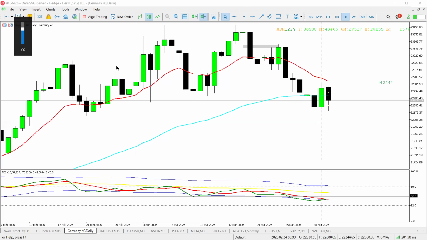Hope we're all good. So today I thought I'd come do a quick recap, a quick top-down analysis on the GER40 trade which we took this morning during London session.